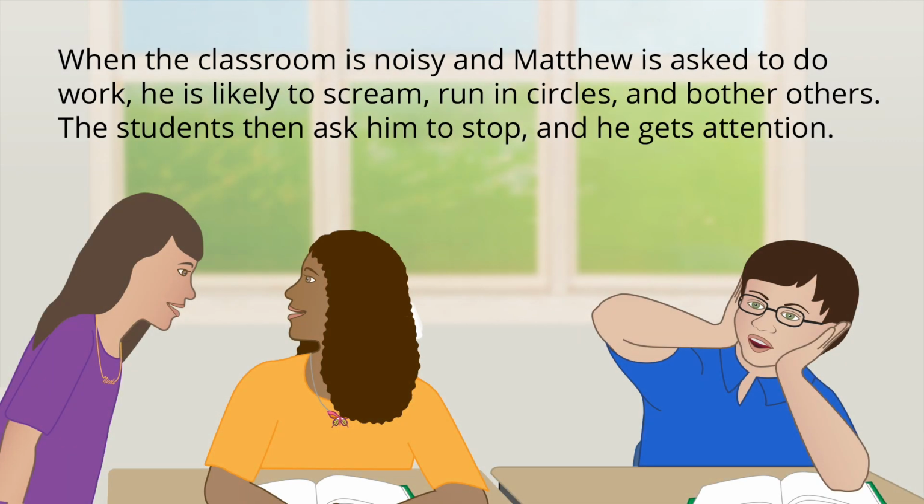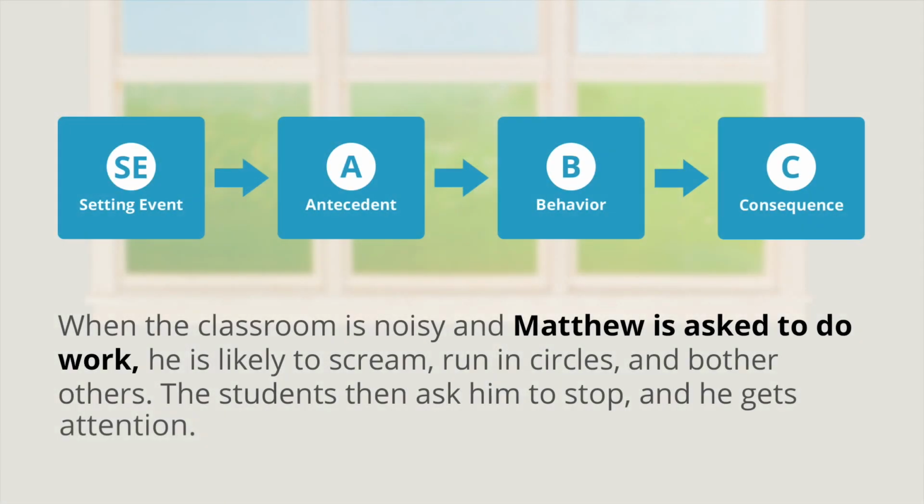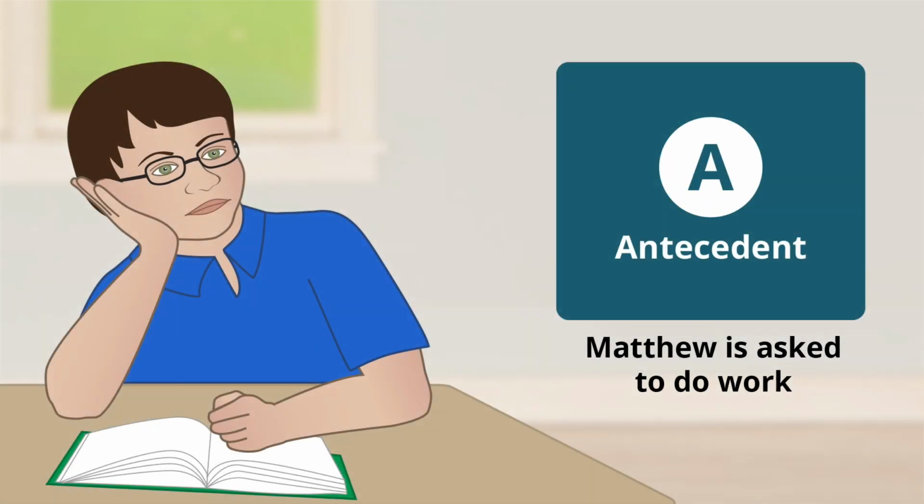When the classroom is noisy and Matthew is asked to do work, he is likely to scream, run in circles, and bother others. The students then ask him to stop, and he gets attention. Look at this portion of the summary statement. Matthew is asked to do work. Is this a setting event, an antecedent, a behavior, or a consequence? It's an antecedent.